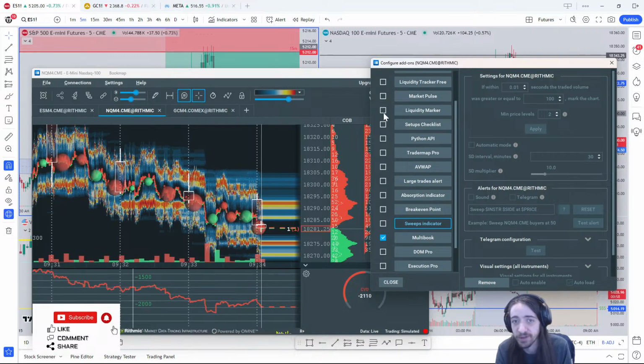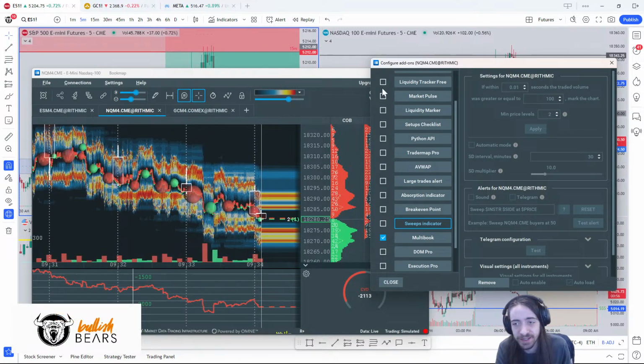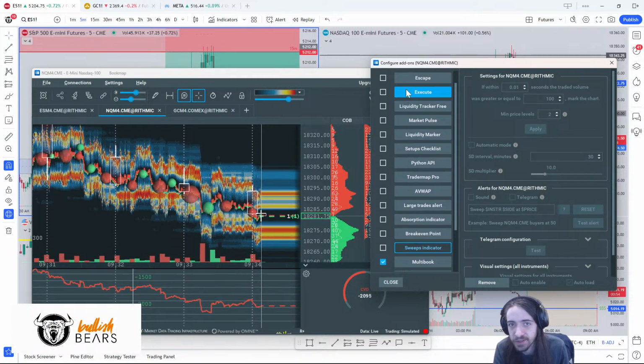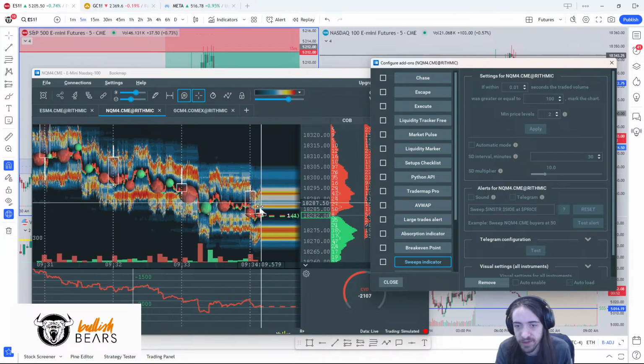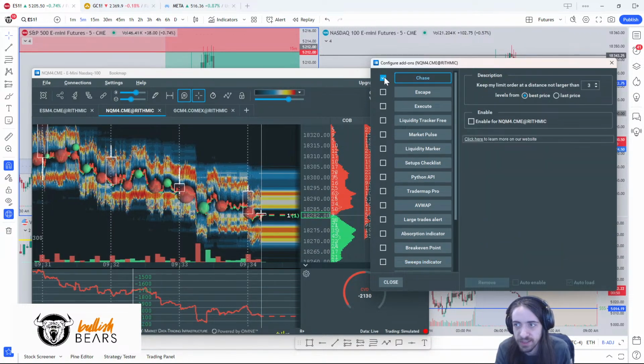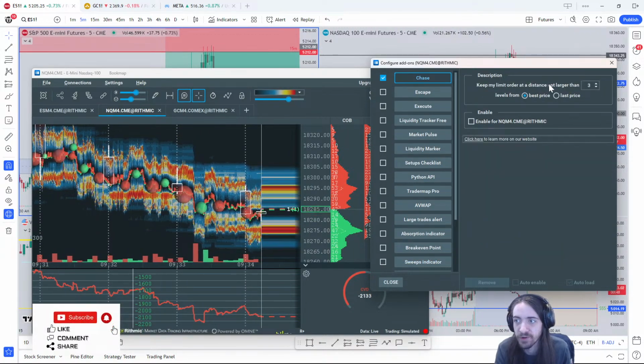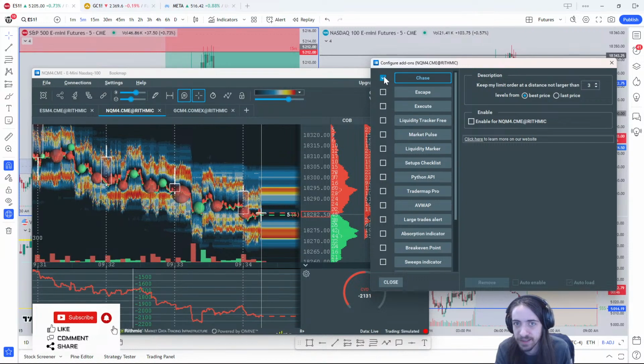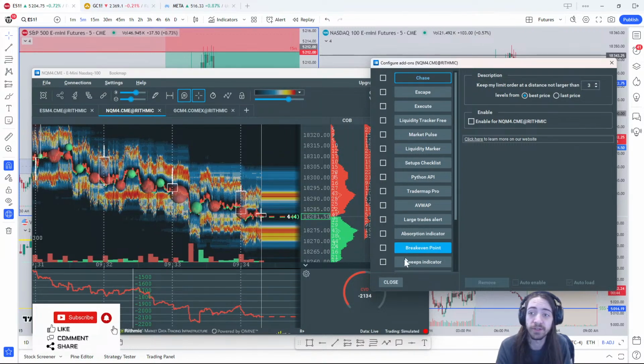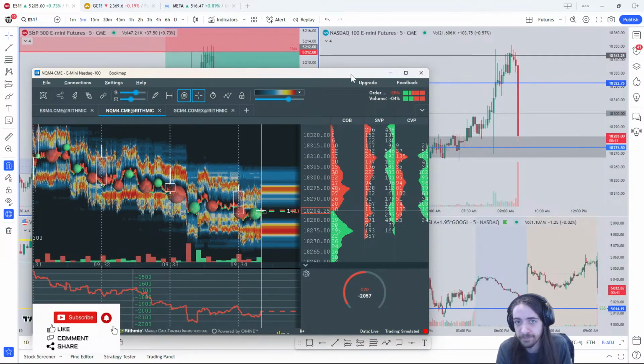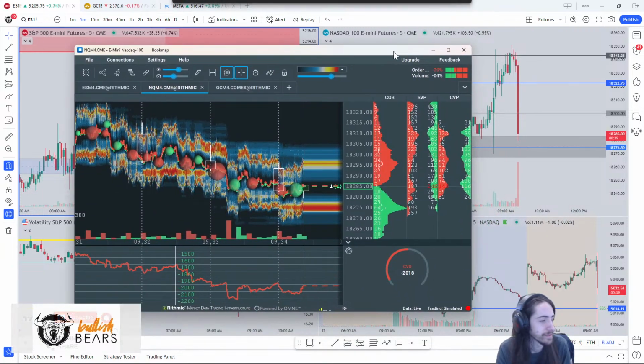Break even points. Got a whole bunch of different strategies, like the execute, the escape, the chase, where you could get into a trade and use these different strategies. Keep limit order at distance no larger than. So really good for scalping within Bookmap. Look at that sell-off, man. Nice.